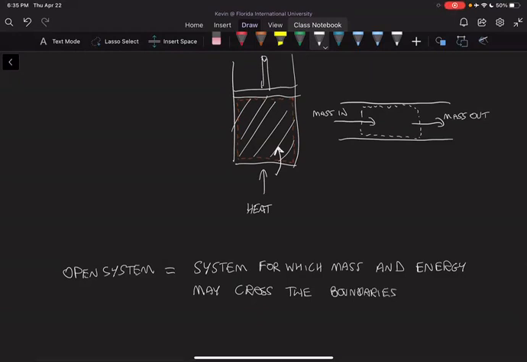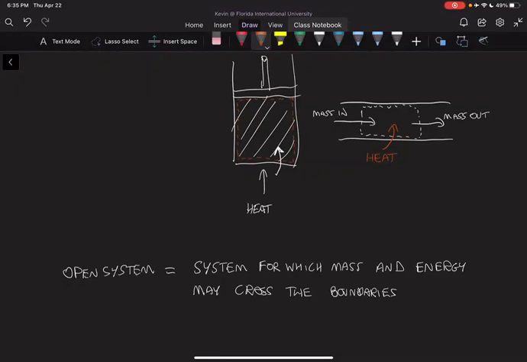Okay, so in addition to mass coming in and mass coming out, we can also have energy coming in. For example, as heat, we can have energy coming in and out of our system as well. So there are 2 different ways in which the energy can be transferred, through mass and through energy.